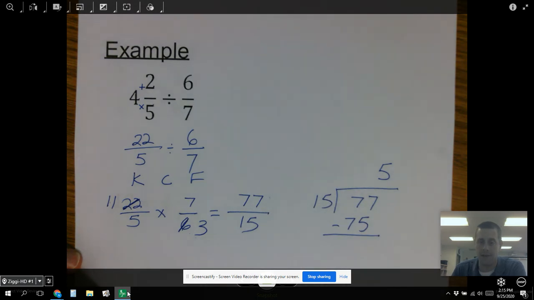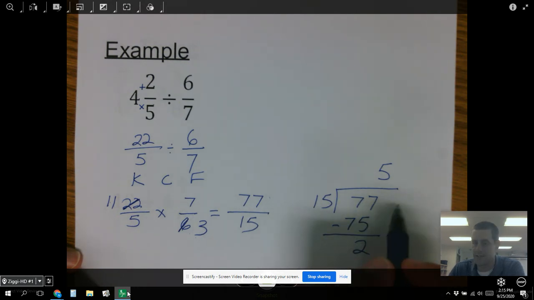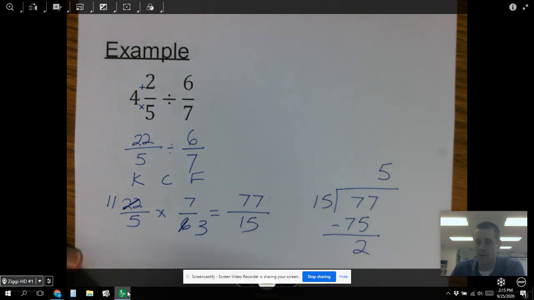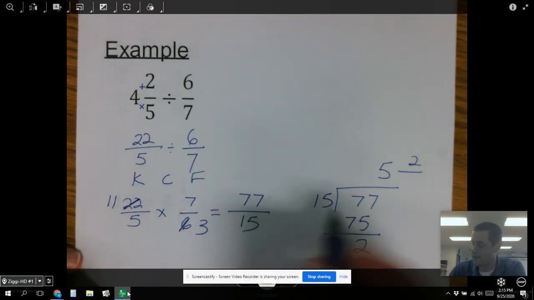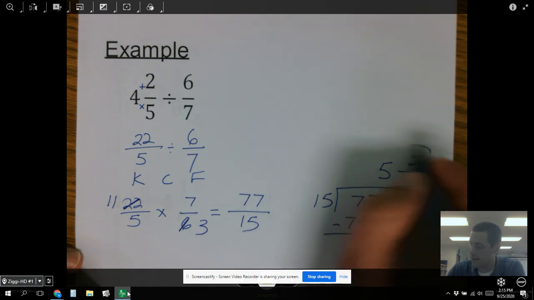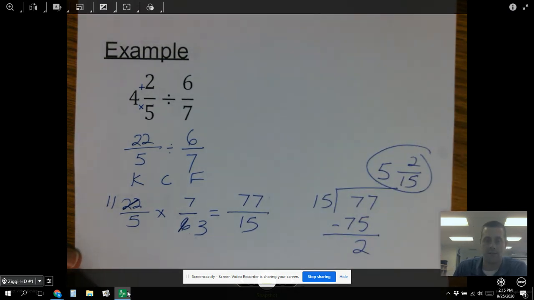When I subtract 75 from 77, I get a result of 2. Check step tells me that 2 is less than 15, and because there is nothing left to bring down, 2 is my remainder. Make that my numerator in my mixed number, and my divisor 15 will become my denominator. 5 2/15 is our final answer.